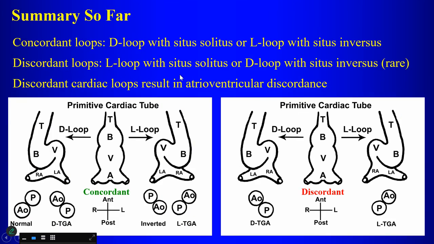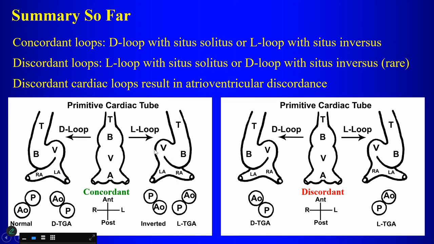All right, so summary so far, your heads are about ready to explode, so let's summarize here. Hopefully you understand this. Concordant loops. A concordant loop is a D loop with situs solitis. Situs solitis, right atrium on the right, left atrium on the left. D loop, concordant atrioventricular connections, right? These patients, most of them are normal. They will have normal ventricular arterial connections. However, they might develop transposition, and that will be detransposition, the bad kind of transposition, okay?